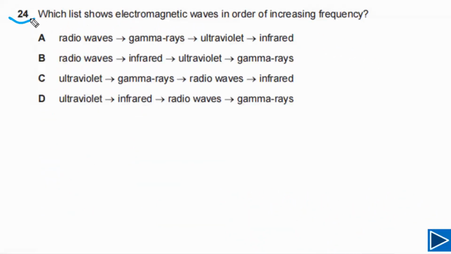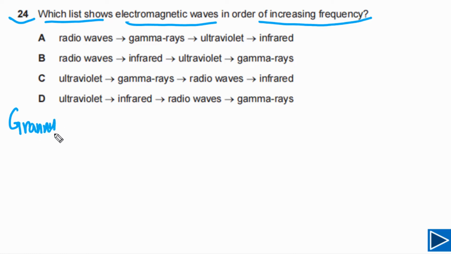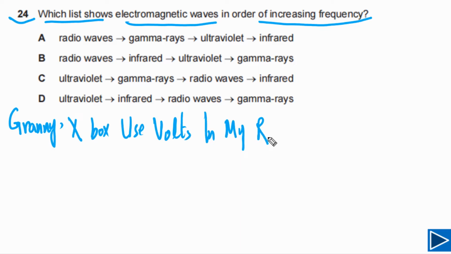Question number 24 is about electromagnetic spectrum. For this question we need to find out which list shows electromagnetic waves in order of increasing frequency. So first of all, let's try to understand electromagnetic spectrum. One way to remember electromagnetic spectrum is, you can simply remember Granny's Xbox use volts in my room. Volts in my room. This is a way to remember order of electromagnetic waves.